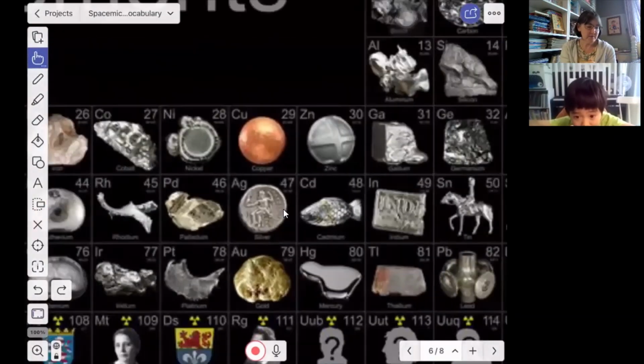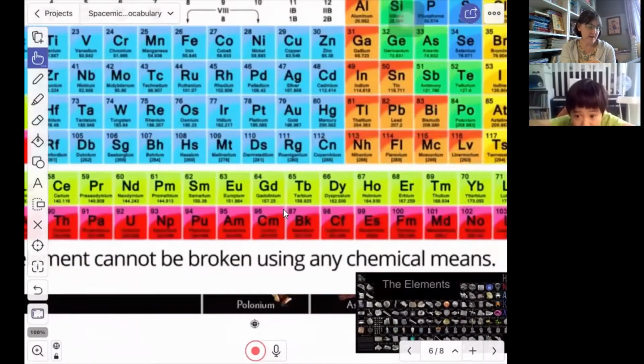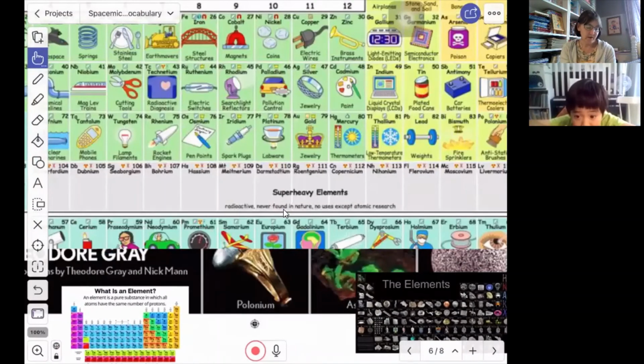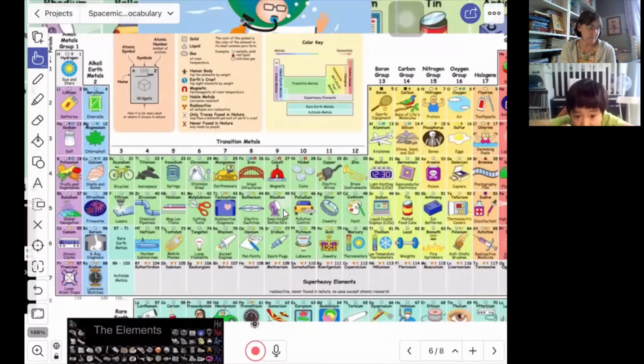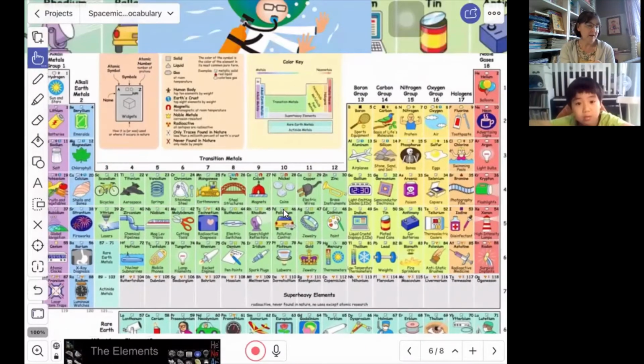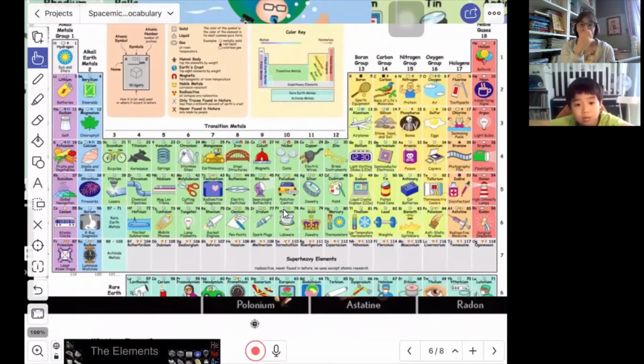So, let me put that over here and this one over here. I have a few different pictures to show you. This one here is another one that's kind of neat. Now you can see it's made up with the same organization, the same order, has the same letters, the same numbers, everything is the same, but every picture is showing us something that's made out of that element.